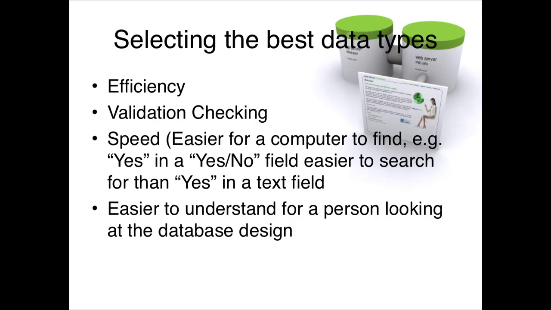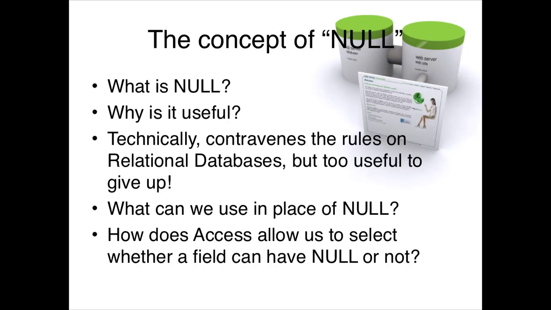Speed is obviously important with data types. If you use a yes-no field and search for a yes term in that yes-no field, the computer actually finds it easier because it's part of the data type than it would be otherwise. It also makes life a lot easier for the person looking at the database design to understand what you're expecting to come up in that database if they can see what data types are needed for each piece of data.